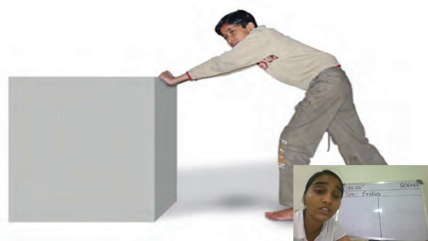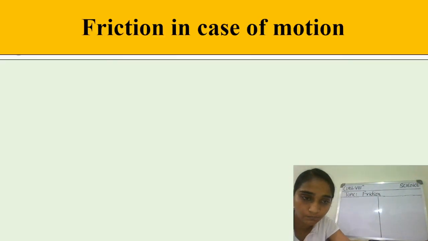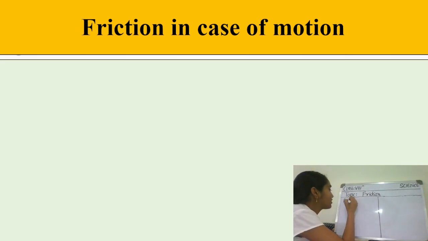Now students, since the box is in motion, what can you say about the friction? Will friction be occurring over here or not? Yes, definitely it will be there. Friction is not only there when things are at rest, but also when they are moving. Friction acts in the opposite direction. So now what we are going to study is friction in case of motion, when the box is moving.